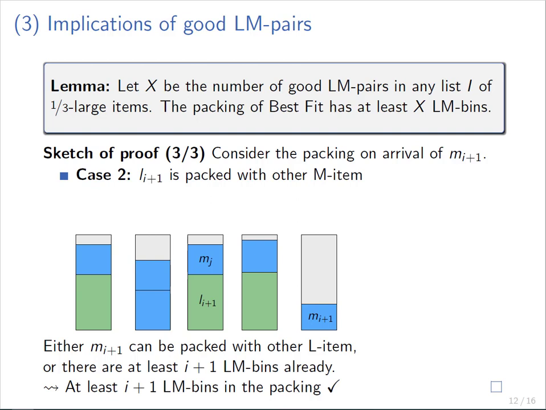But yeah, in case 2, we again have these two situations which can occur. And in both situations, we get that the number of LM bins in the packing is at least i plus 1. And this concludes the proof of the lemma.